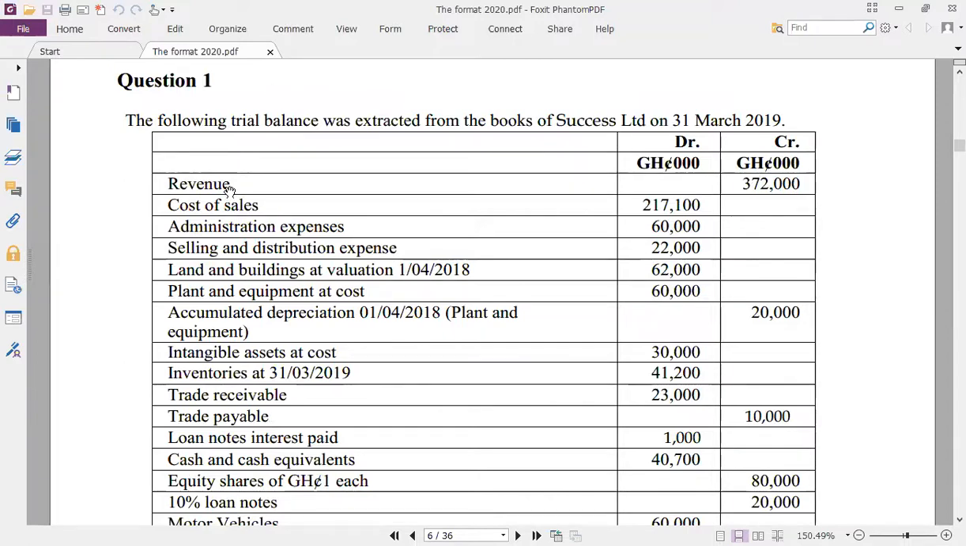Revenue, where do you think revenue will move to? That's the first thing in the statement of comprehensive income, right? Go. So that one they will know where to go. 372,000. Have you seen the currency? They're in three zeros, right? But if you write your currency without three zeros, you are wrong. Agreed. Good. Now cost of sales, where will it go?